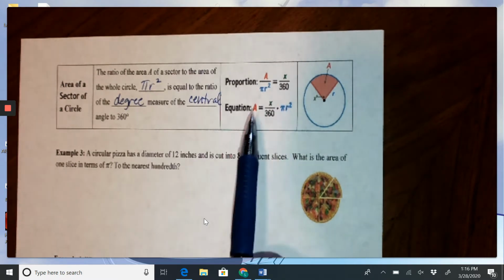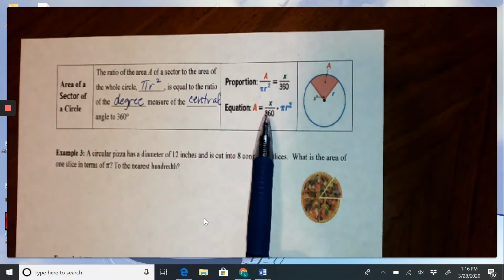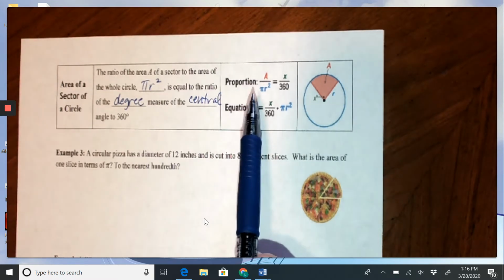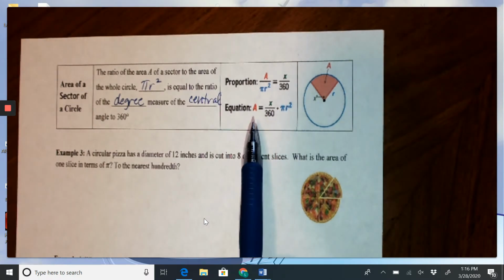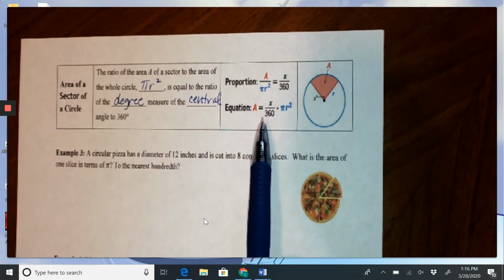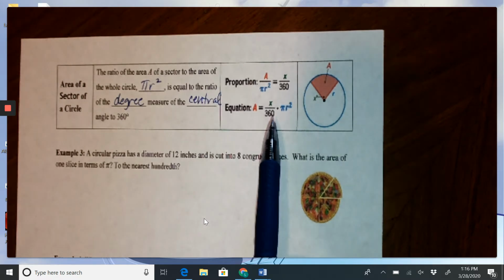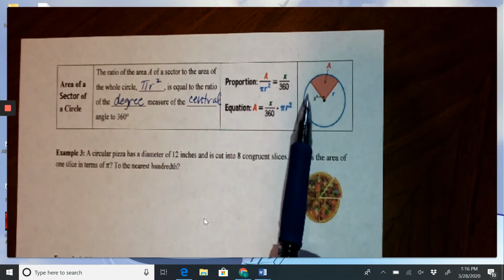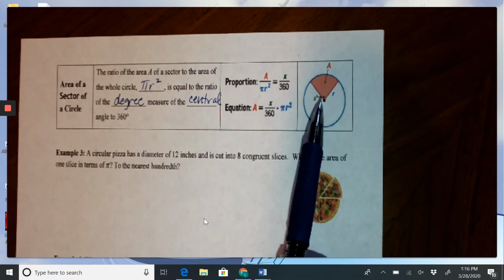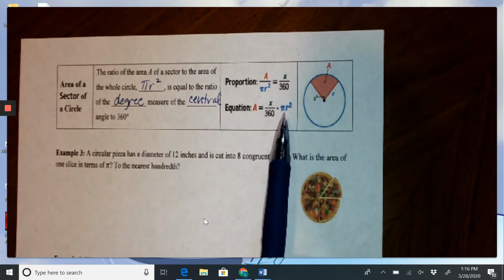So the equation is what we primarily use, which we derive by just multiplying this proportion by pi r squared to get the pi r squared over here. And now we have our area of the sector is equal to x over 360 times pi r squared, where again, the x is the central angle of the circle and our r is our radius.